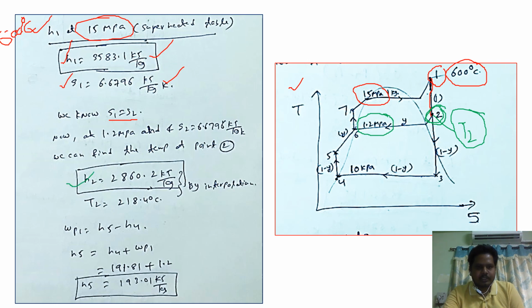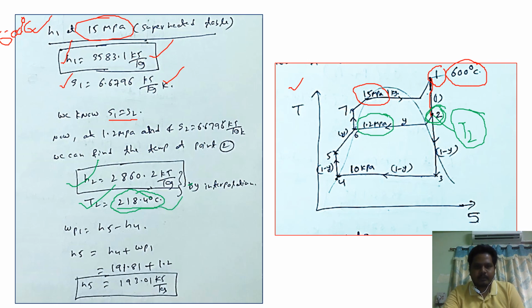By interpolation, we can find the H2 value. H2 equals 2860.2 kilojoule per kg. So the temperature is 218.4 degrees centigrade. In the steam table, we may not have exactly 218.4 degrees centigrade, so by doing interpolation, we can find the T2 value, that is 218.4 degrees centigrade.